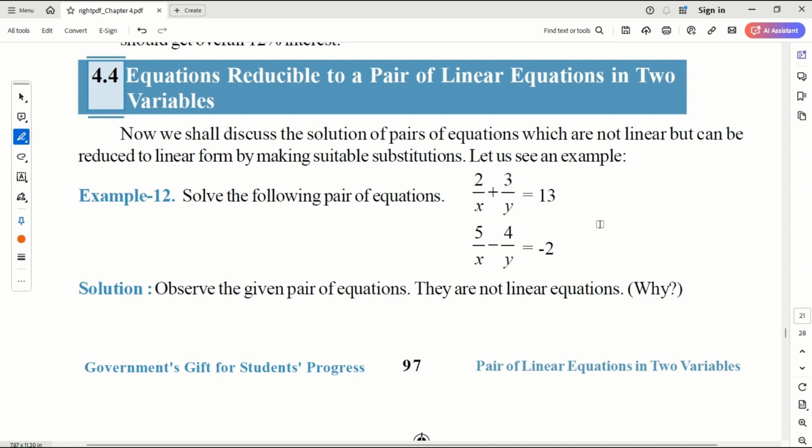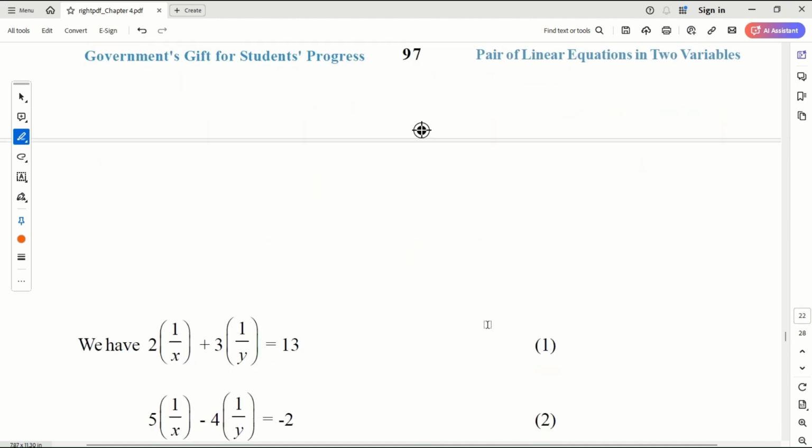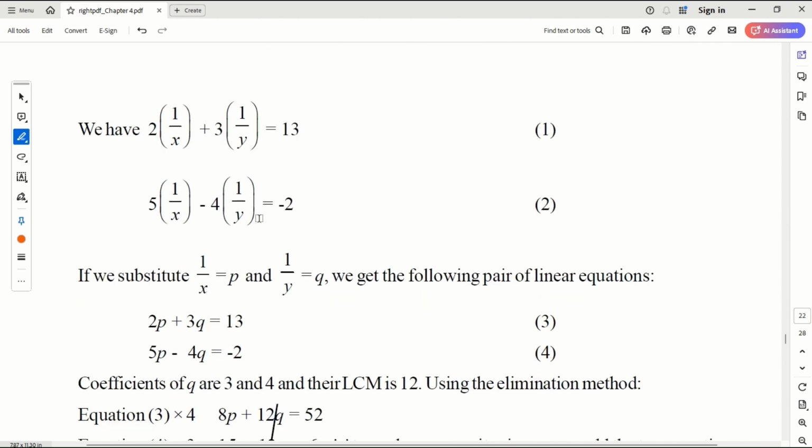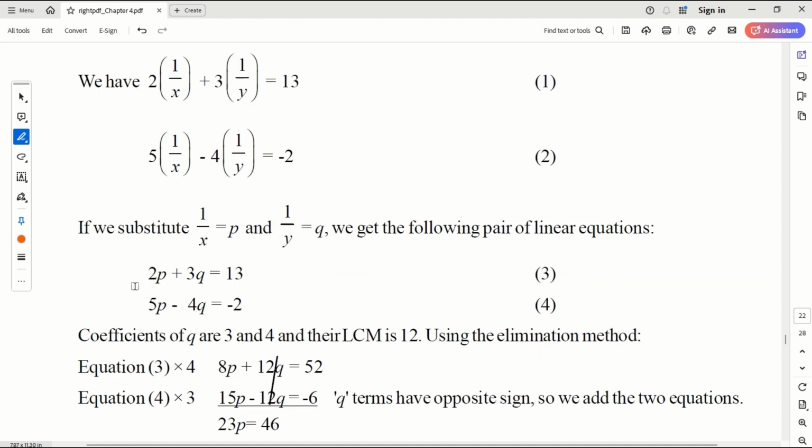So now you can call 1 by x as something else, 1 by y as another variable, and then make sure that they look like linear equations, right? So in this case, let's say 1 by x equal to p and 1 by y equal to q. In that case, if you rewrite the equations, it looks like 2p plus 3q equal to 13, 5p minus 4q equal to minus 2. This looks like linear equations, correct? Now these two can be your pair of linear equations to solve.